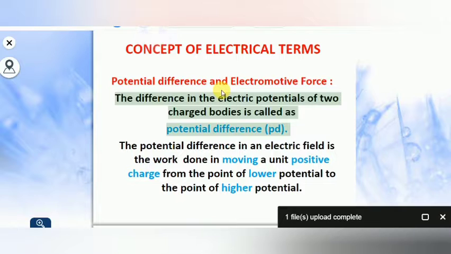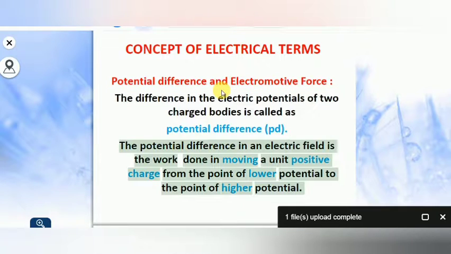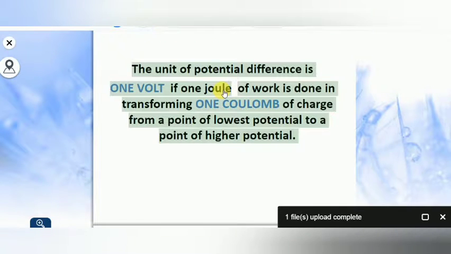The difference in the electric potentials of two charged bodies is called potential difference, PD. The potential difference in an electric field is the work done in moving a unit positive charge from the point of lower potential to the point of higher potential. The unit of potential difference is 1 volt if 1 unit of work is done in transferring 1 coulomb of charge from a point of lowest potential to a point of high potential.